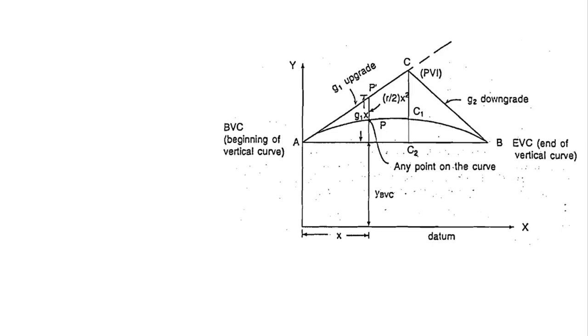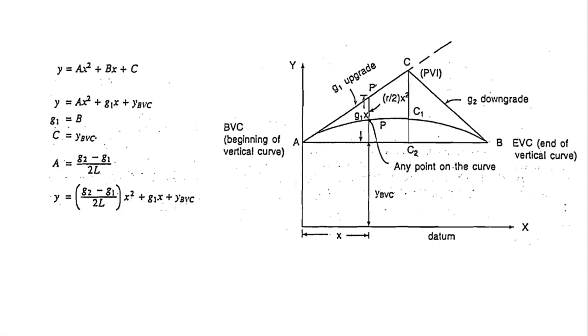Now let's get back to the concept of the vertical curve once again. Let's figure out some of the very basic points here: the starting point, the end point, and there is an intersection here. The starting point is somewhere here, which is called the beginning of vertical curve, BVC. This is the end of vertical curve, EVC, and there is a vertical point of intersection, PVI, here. So there is an upgrade g1, and there is g2, which is a downgrade.